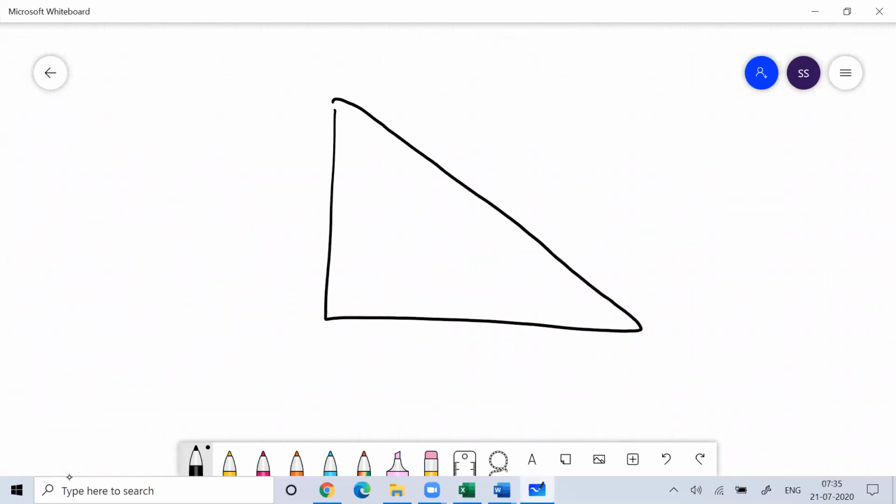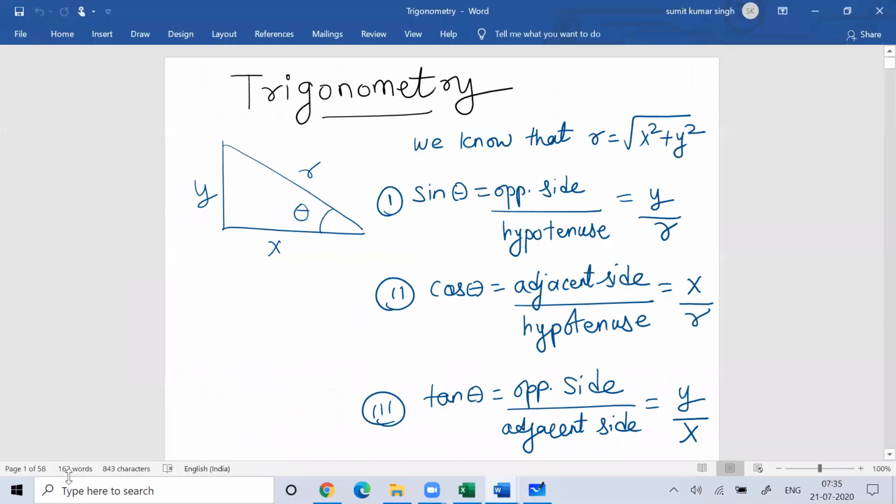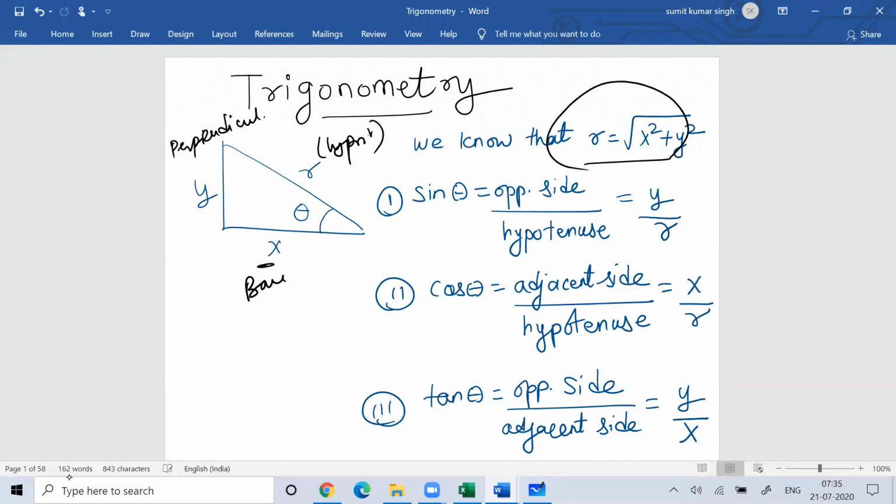When you talk about trigonometry, you can see this angle theta, and the side which is opposite to theta is y. So this y is the perpendicular. The side opposite to theta is the perpendicular. This is the base, and this is the hypotenuse. You know that r will be equal to root of x square plus y square, because of the Pythagoras theorem. Then we should know these terminologies.